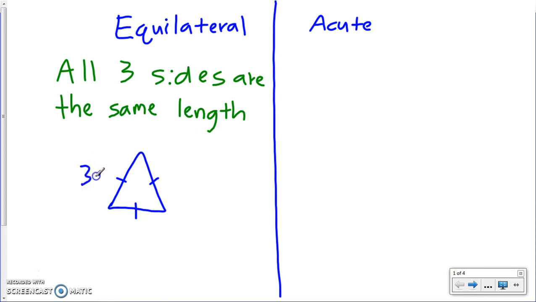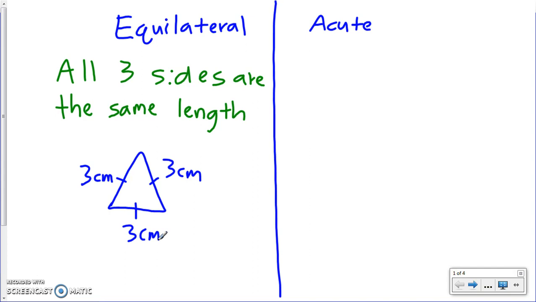And I'm going to just write down a measurement because you will see this a lot of times. You may have to measure or the measurements may be given to you. So all three sides equal 3 centimeters. So equilateral, all three sides are the same length. Also, when we talk about equilateral triangles, we have acute triangles.